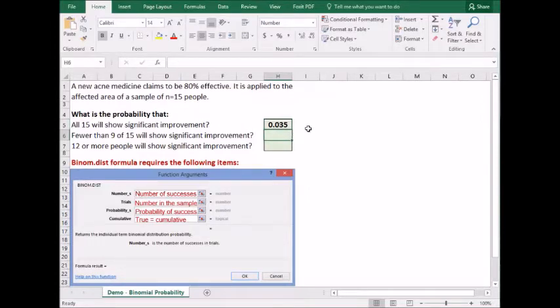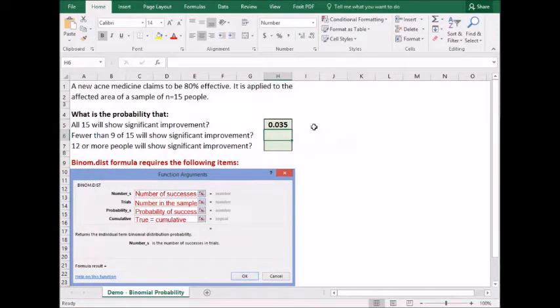The next problem asks for the probability that fewer than 9 of 15 will show improvement. In this case, we care whether 1 or 2 or 3 or up to 8 people, but not 9, show improvement. This is a cumulative equals true problem.